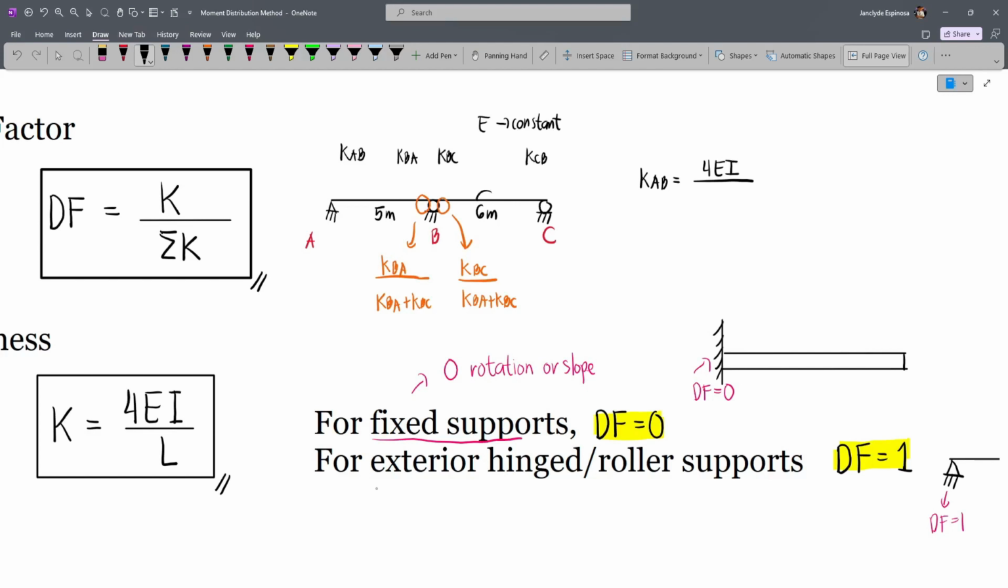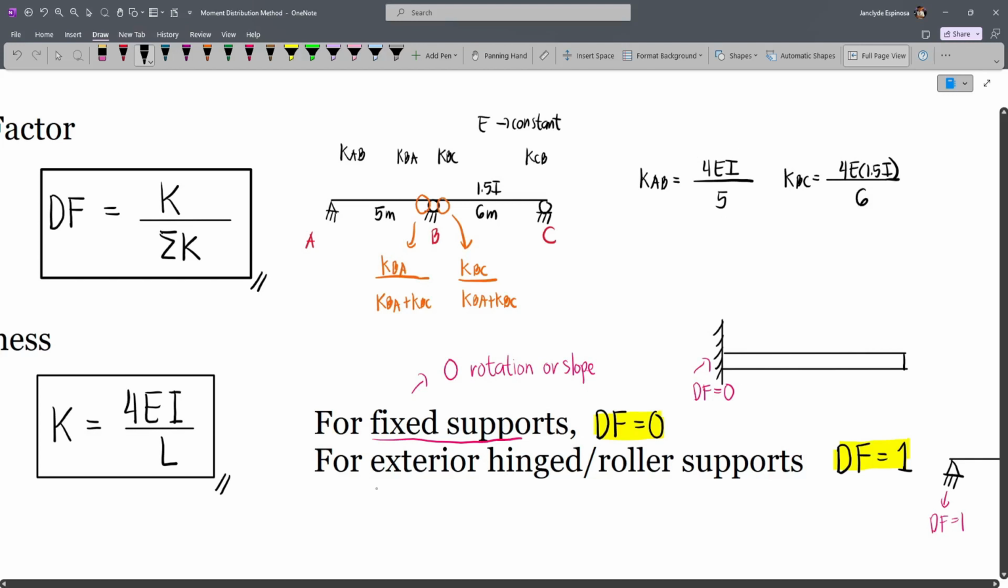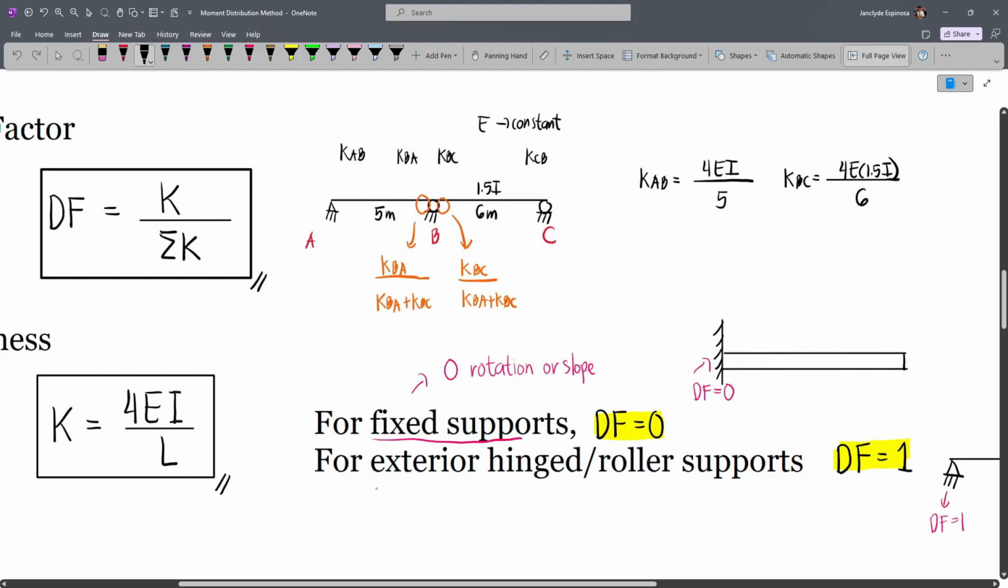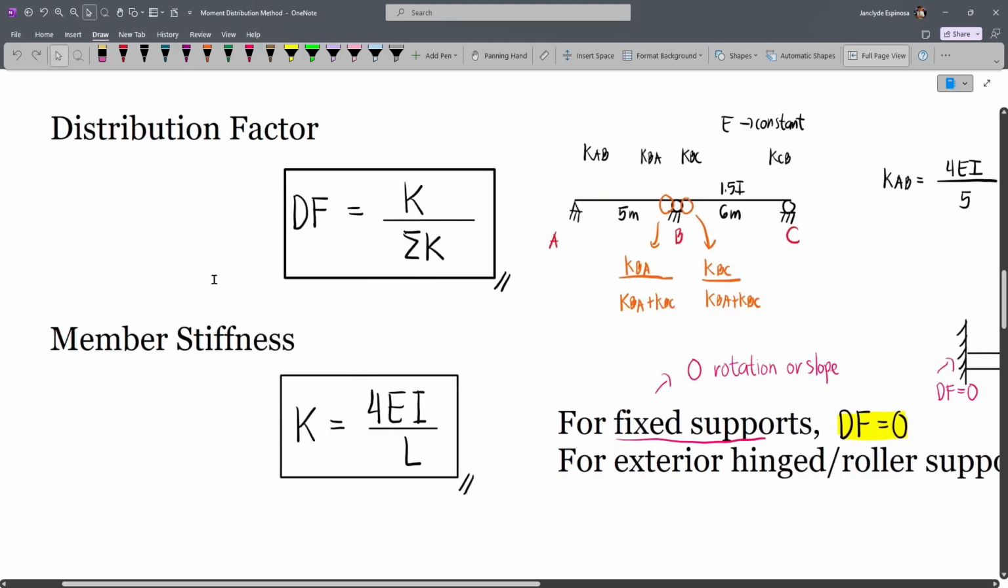Now let's say yung I dito is 1.5I for the 6 meter span. And so this will be 4EI divided by L, which is 5, for KAB. Now for KBC, we have 4EI, but our I is 1.5I. And so this is 1.5, and then divided by L, which is 6 meters. So this will be 6. And so ito na yung member stiffness natin. However, in our calculations, itong EI, usually magka-cancel yan. Kasi essentially, we are just taking the ratios, and then in most cases naman, yung E natin is constant all throughout the beam. And so essentially, itong distribution factor natin is a constant value, or unitless.